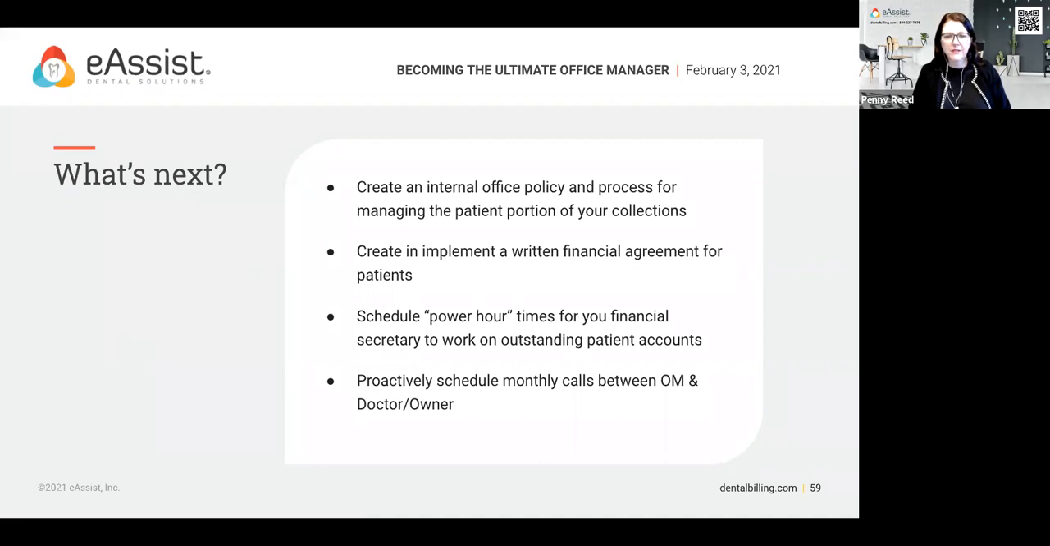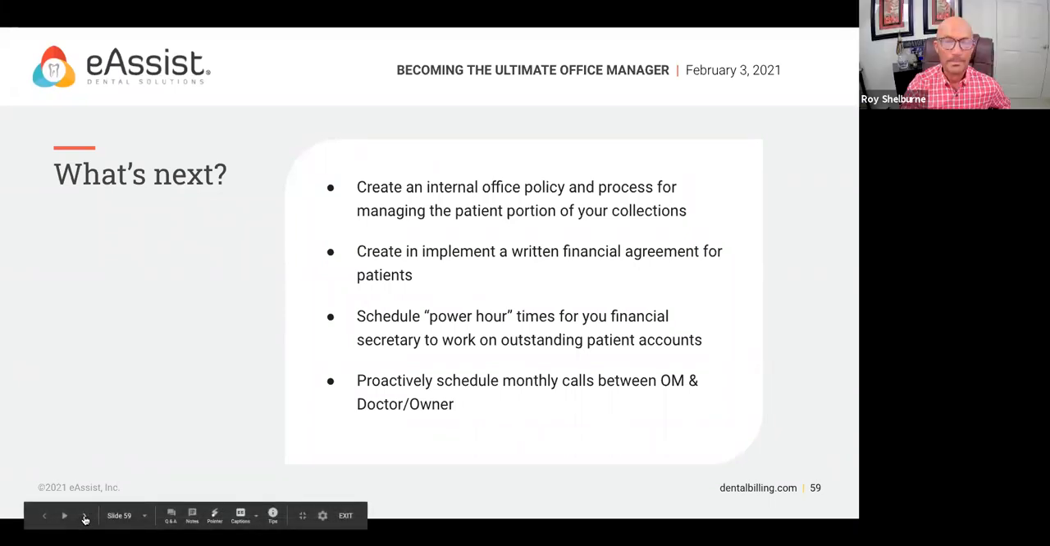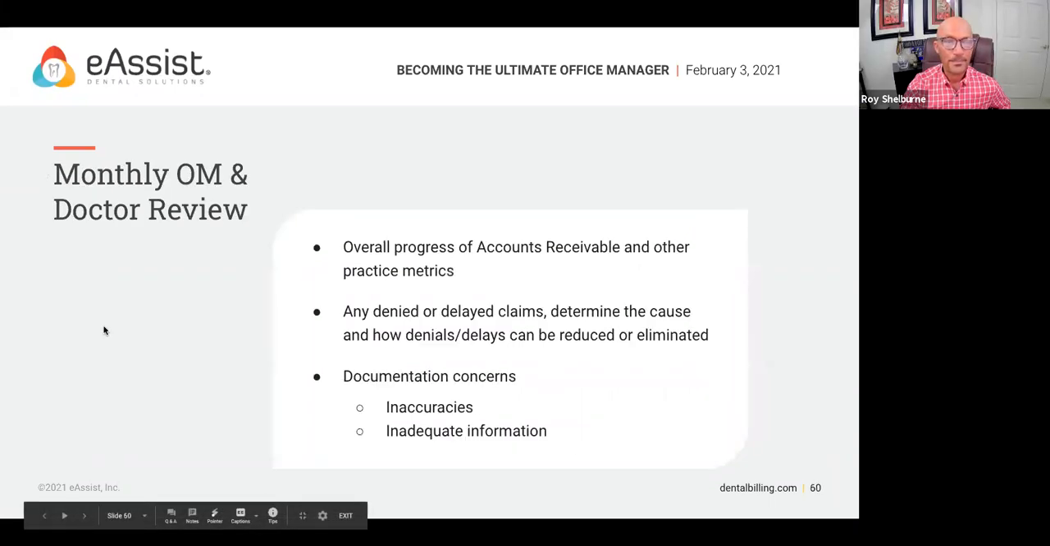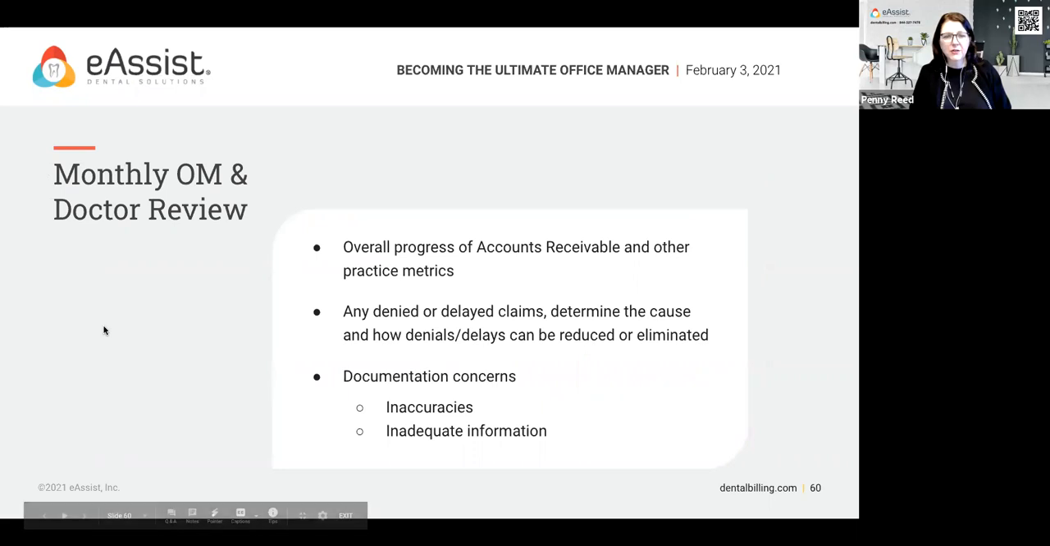Schedule some power hour times for your financial secretary to work on those outstanding patient accounts. And then proactively schedule monthly calls or face-to-face meetings between the office manager and doctor owner to see how we're doing. Any input from you guys before I go to the next slide? All good. Okay. And then the monthly office manager and doctor review.